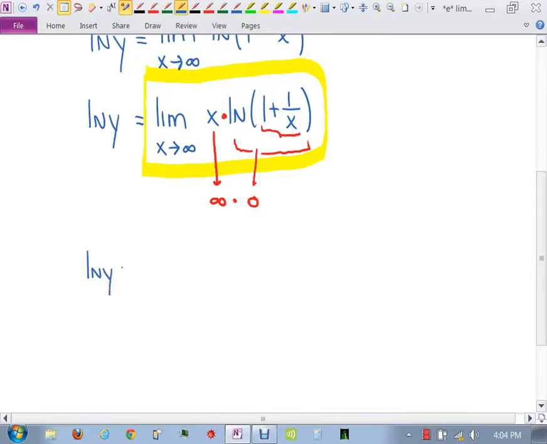Natural log y equals limit x goes to infinity. I'm going to leave the natural log of 1 plus 1 over x. But then on the bottom, I'm dropping the x, which means it's a 1 over x on the bottom.